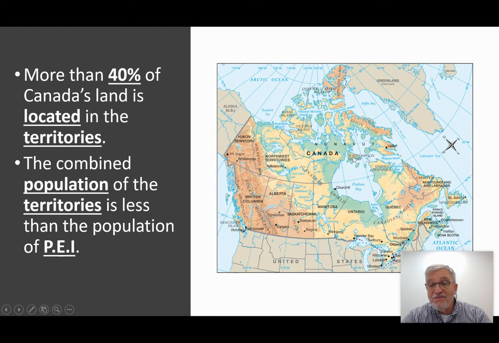Now, of course, one of the obvious reasons is climate. The climate in Prince Edward Island is so much more conducive to agriculture, and it's just an easier climate for people to live in than it is in the extreme northern portions of Canada.